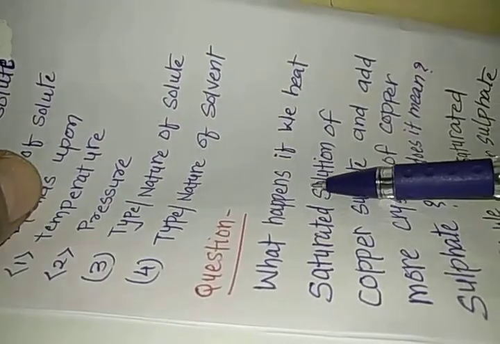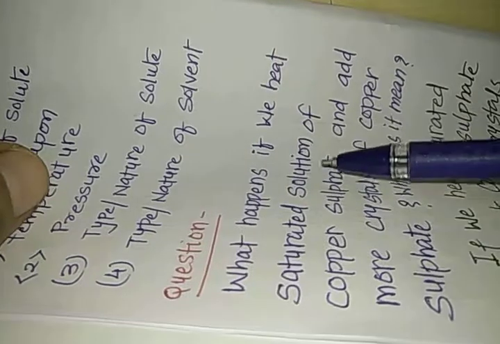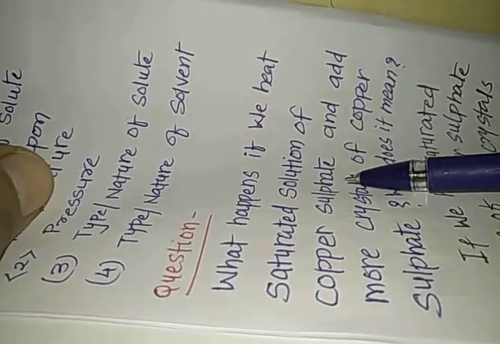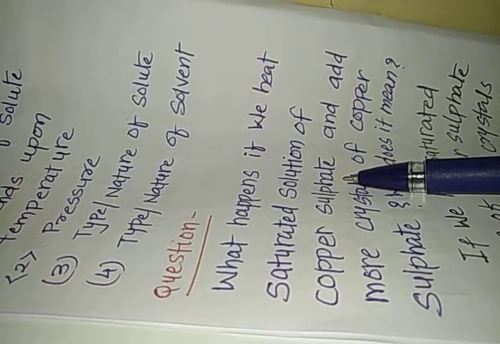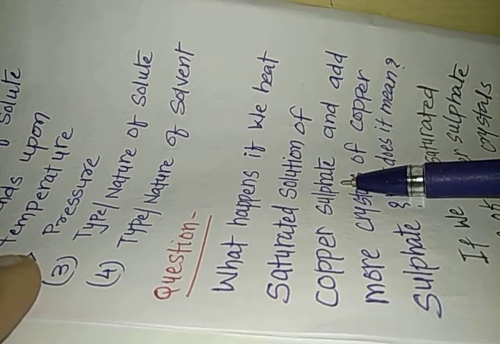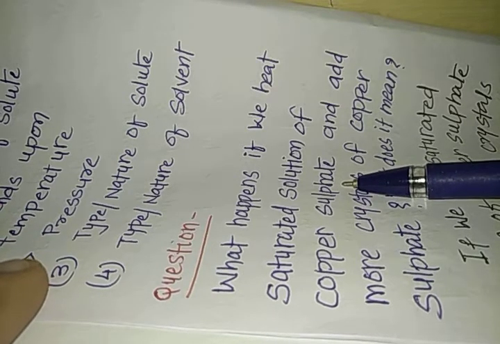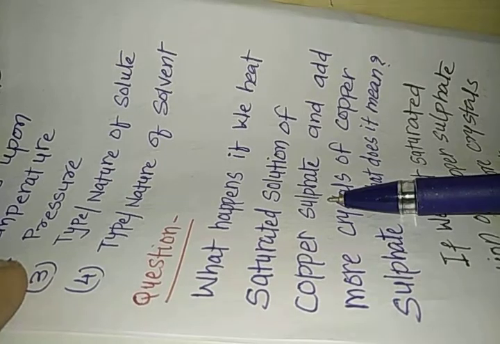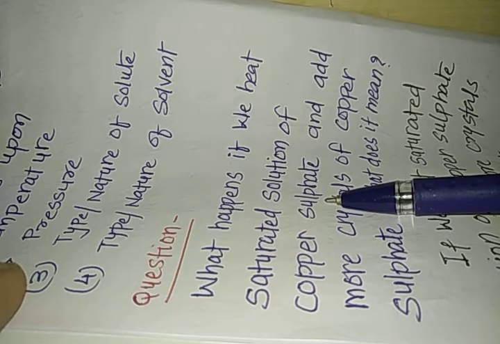Now we have a question. What happens if we heat saturated solution of copper sulfate? We have already understood about the saturated solution of copper sulfate. In the activity, we have even prepared the saturated solution of copper sulfate. Saturated solution of copper sulfate is the solution of copper sulfate in which no more solute can be dissolved.